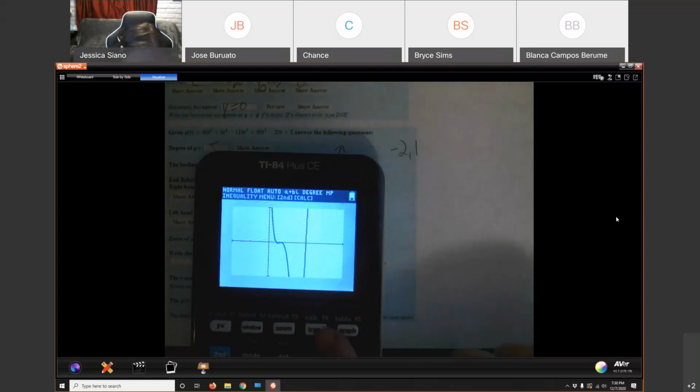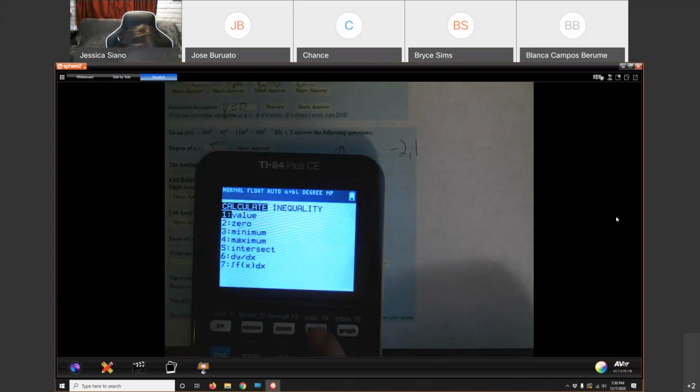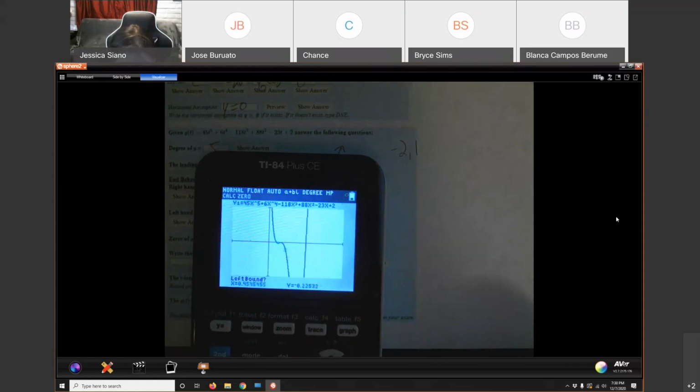So what I'm going to do is use one of the calc functions. So press second and then trace, excuse me, to get to calc. And let's see if we can have the calculator identify those zeros for us. So I want to figure out where that 0 is right there. So my left bound would be anywhere to the left. My right bound would be anywhere to the right. And I want to try to get that 0 right there. 0.2.